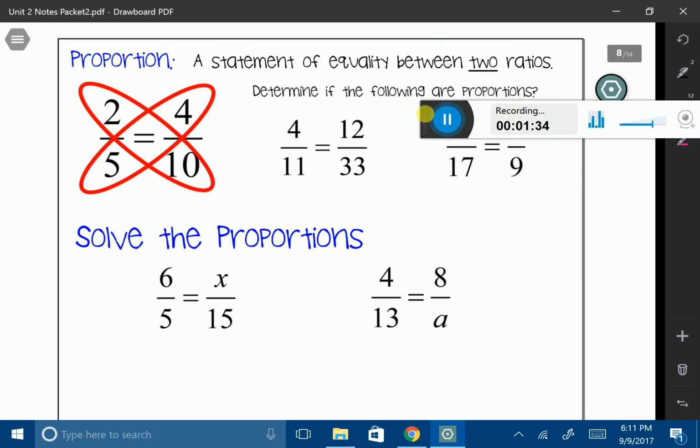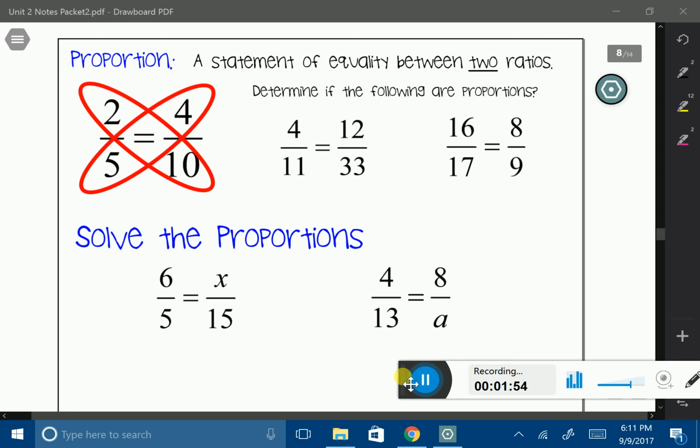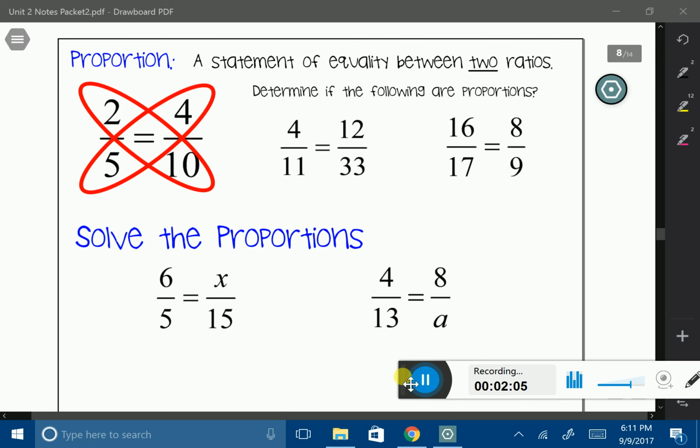Now, working with ratios, we also have this word proportion. A proportion is a statement of equality between two ratios. We want to figure out, is one ratio equal to the other ratio? That forms a proportion. Looking at these two examples, we have 4 over 11 equals 12 over 33. The way you can determine if these two ratios form a proportion is to multiply the cross products.